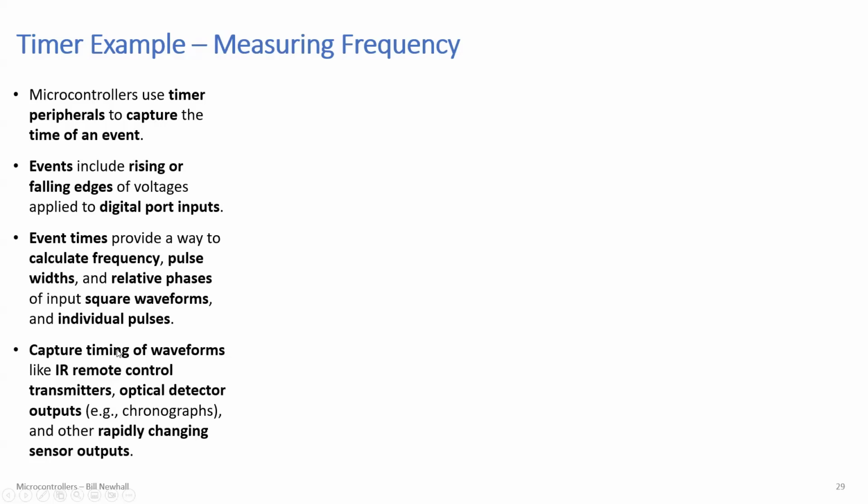And you can do things like capture the timing of the pulses from an infrared remote control transmitter. So you could take the infrared remote control for your television or any device that uses an IR remote control. It transmits pulses, and you could have a microcontroller capture the timing of those pulses and build a universal remote control that can control, let's say, anything in your house, even autonomously if you wanted to. You can sense optical detector outputs like those used for chronographs and other rapidly changing sensor outputs very accurately if you have an accurate time base into your timer.